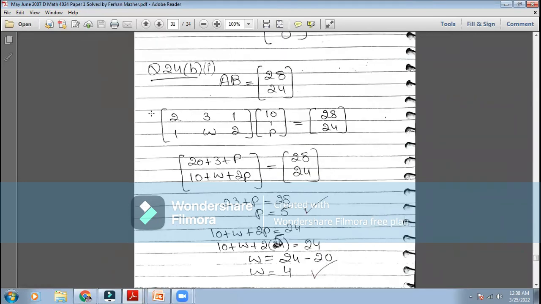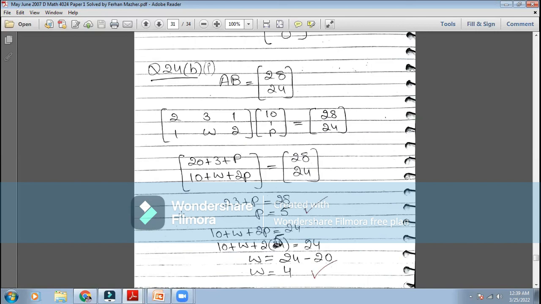So AB equals 28, 24, and just put the value of the A and the B here, and then multiply. So this first row will multiply with this first column. So you will have 2 into 10, 20, plus 3 into 1, 3, plus 1 into P will be P. Now this row will multiply with this column. It will be 1 into 10, 10 plus W into 1, W plus 2 into P, 2P equals 28 by 24. So this upper thing will be equal to this upper thing, this lower thing will be equal to this lower thing. So you will have 23 plus P equals 28. So P will be equal to 28 minus 23, and that will be 5.